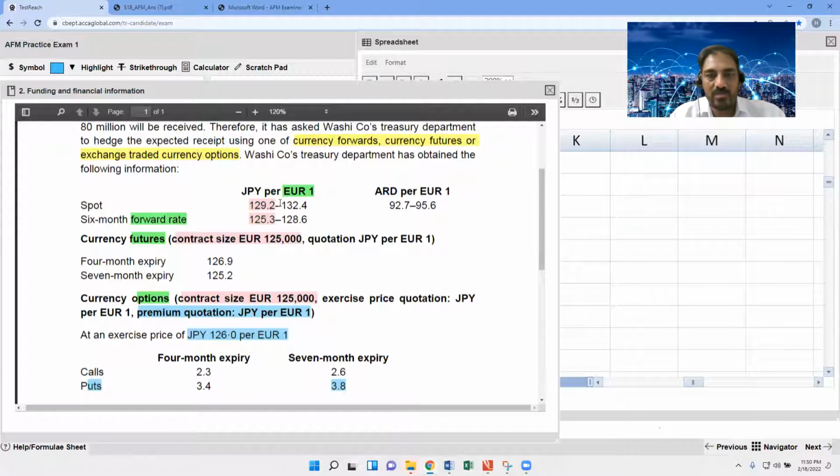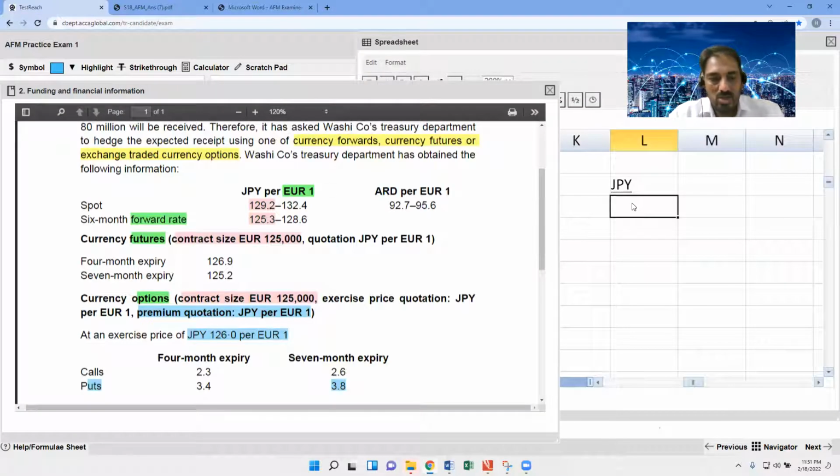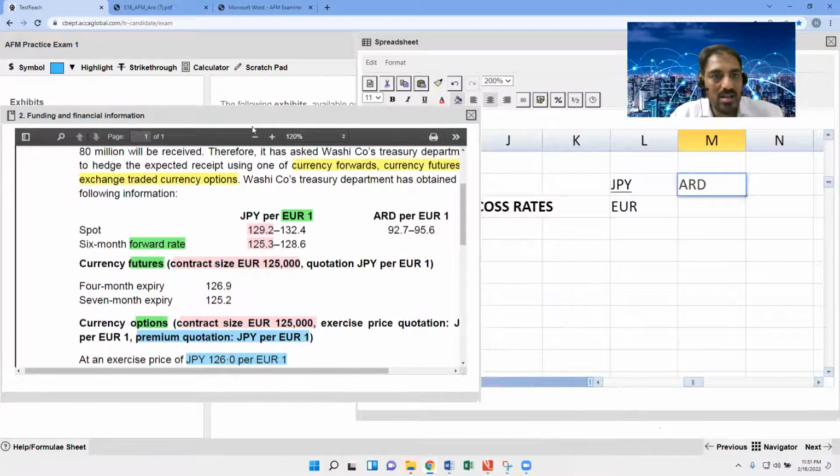There is no exchange rate of JPY over euro directly with ARD. But there is a rate for Japanese yen over euro and ARD over euro. So listen carefully. JPY over euro is given, and on the other hand, ARD over euro is given.